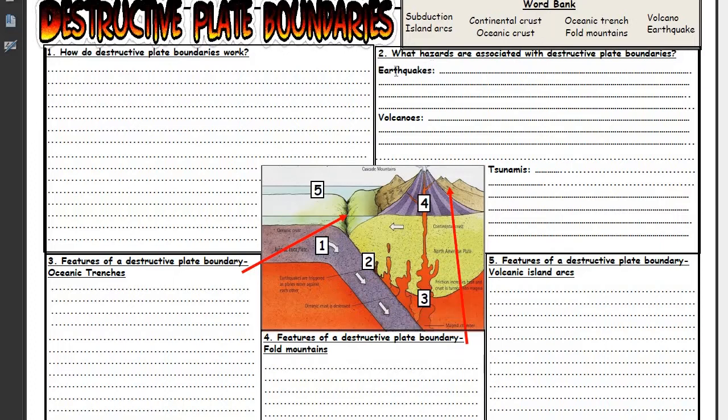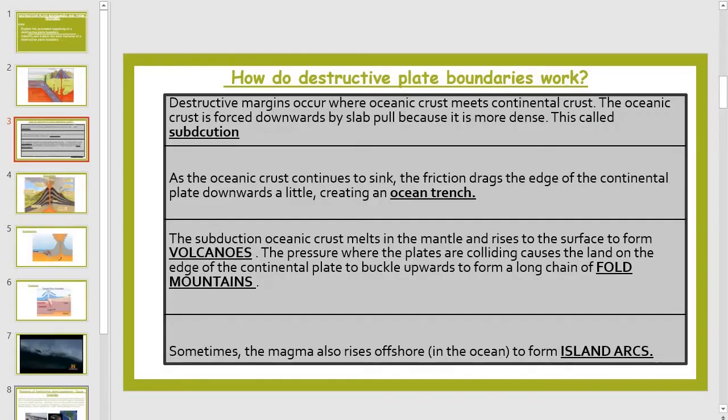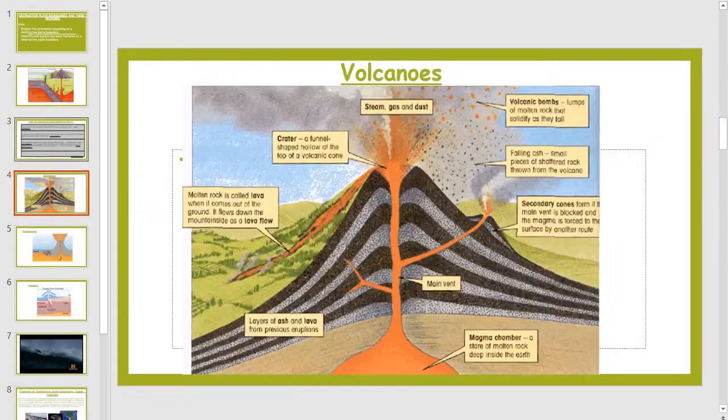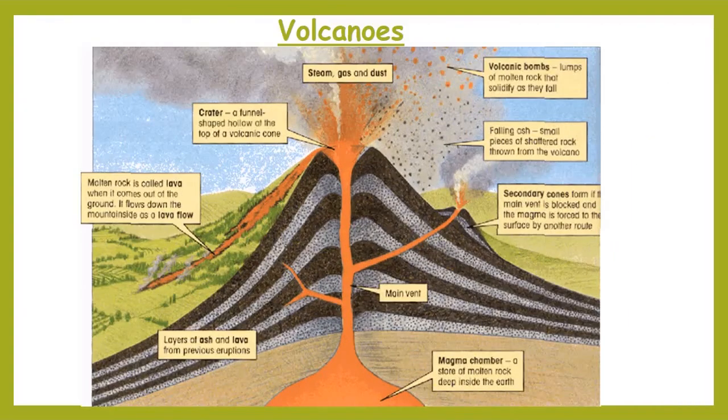But what we're going to do now is fill in this part of your sheet, or put a subheading, what hazards are associated with destructive boundaries, and we're going to write 3 parts for each of these hazards. So if we go back to the PowerPoint, current slide, volcanoes. Anything along these lines you should write into that gap.